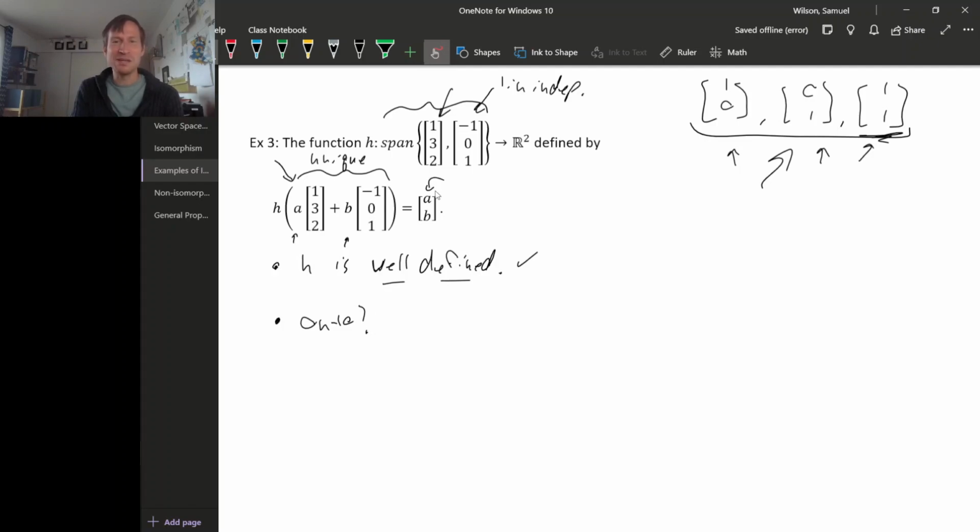Is it onto? Well, yes, clearly, right? No matter what A and B are, just stick them over here and you've produced a vector in this span that H sends to AB. So yes, onto. Is it one-to-one? This one's a little more tricky.